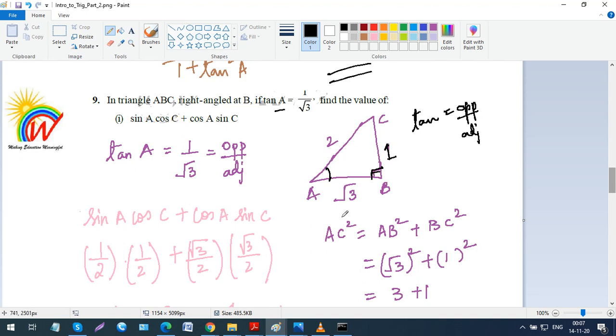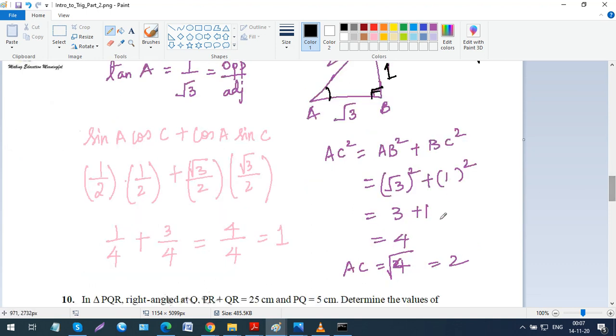So again I use the Pythagorean theorem, the same Pythagorean theorem, and you have root 3 square plus 1. So 3 plus 1, which is simply 4. So the square root of 4 is 2. So this is what you are getting.